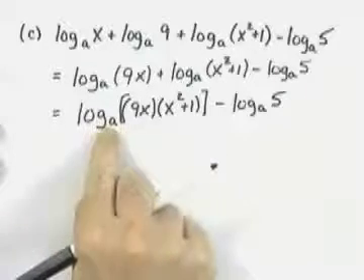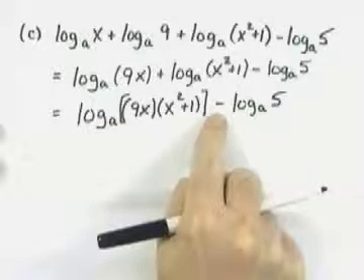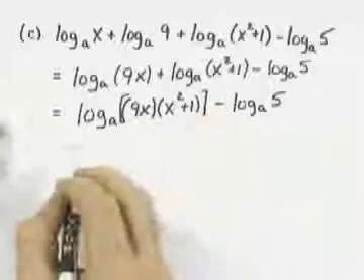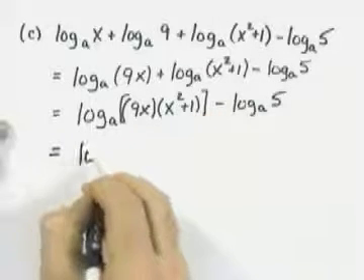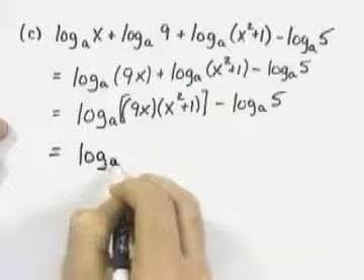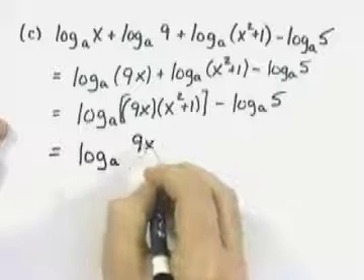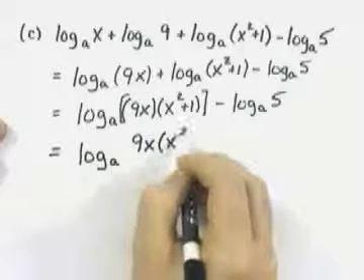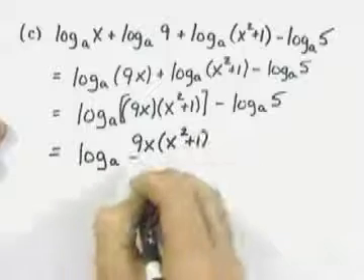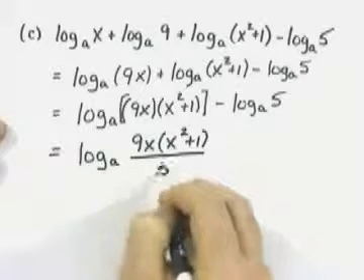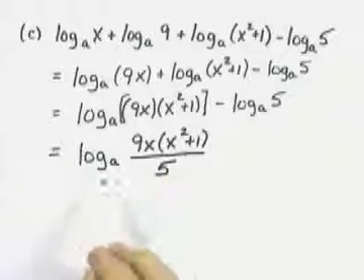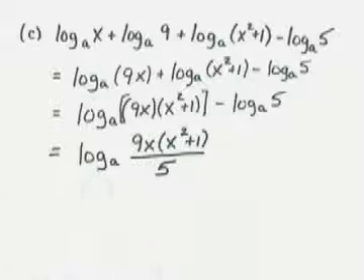Finally, because I have the same base on the logs and I'm subtracting, I can write this as a single log with a quotient. That's going to give me log base a. In the numerator, I'm going to get 9x times x squared plus 1, and then divided by 5. I now have my logarithmic expression written as a single log.